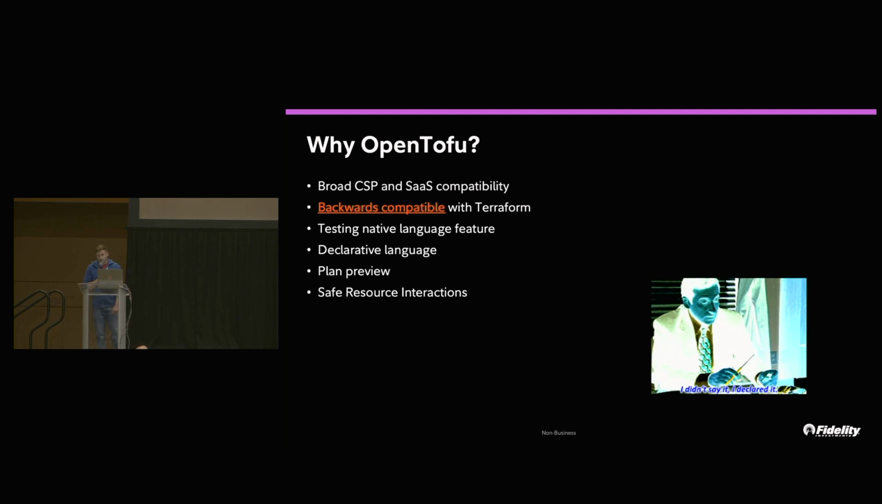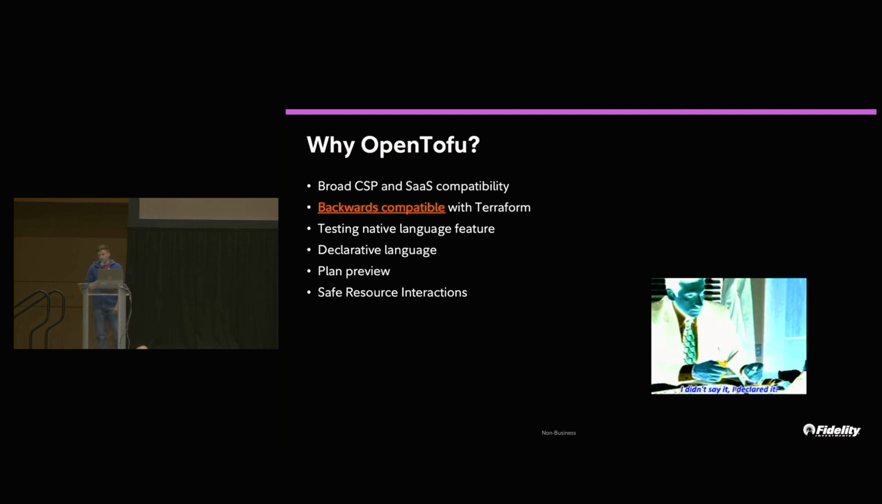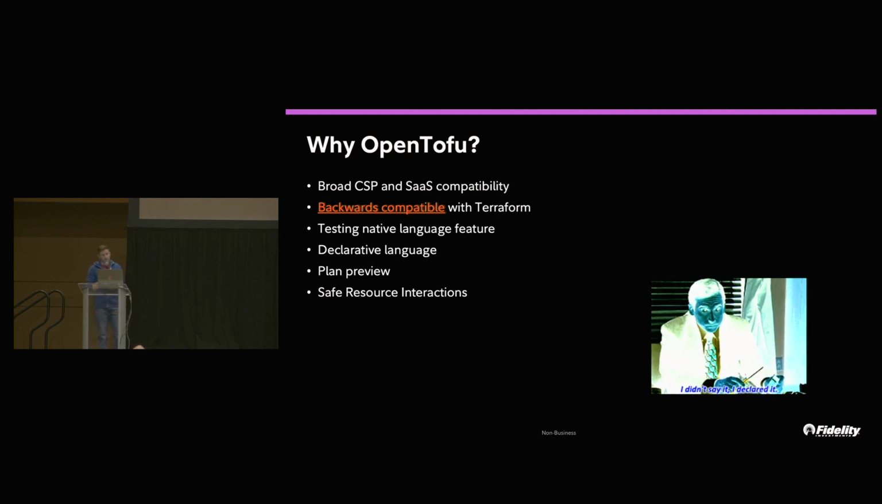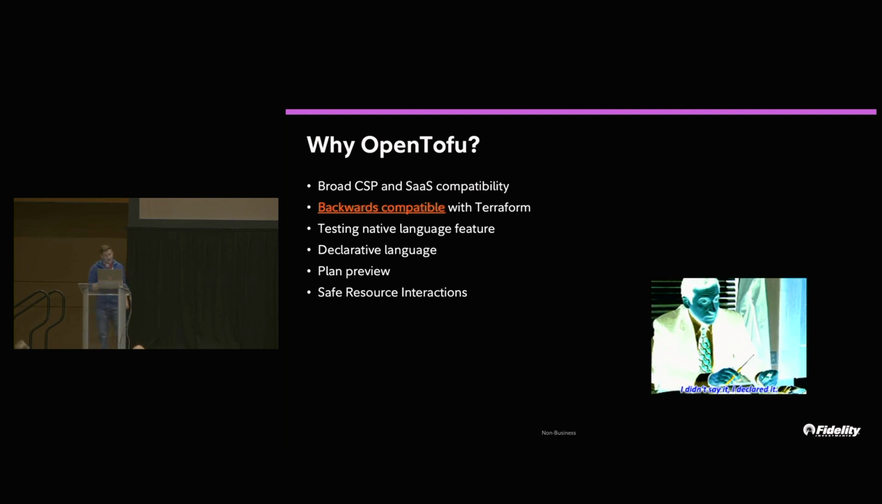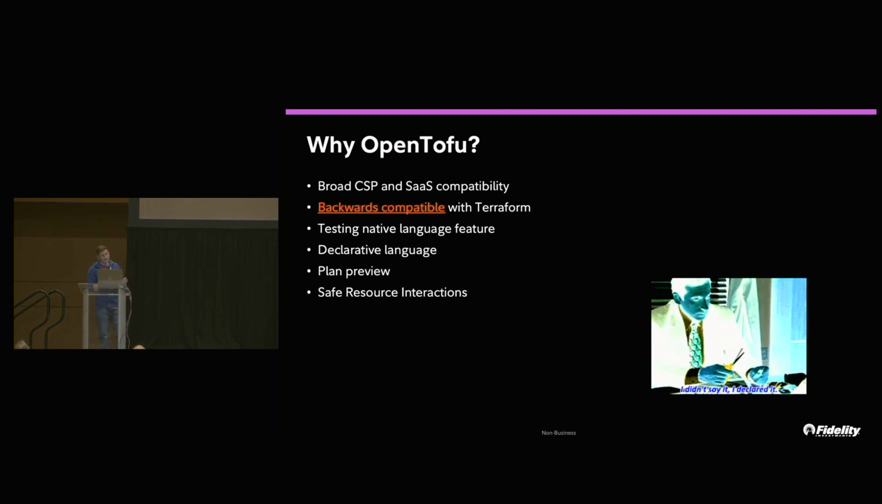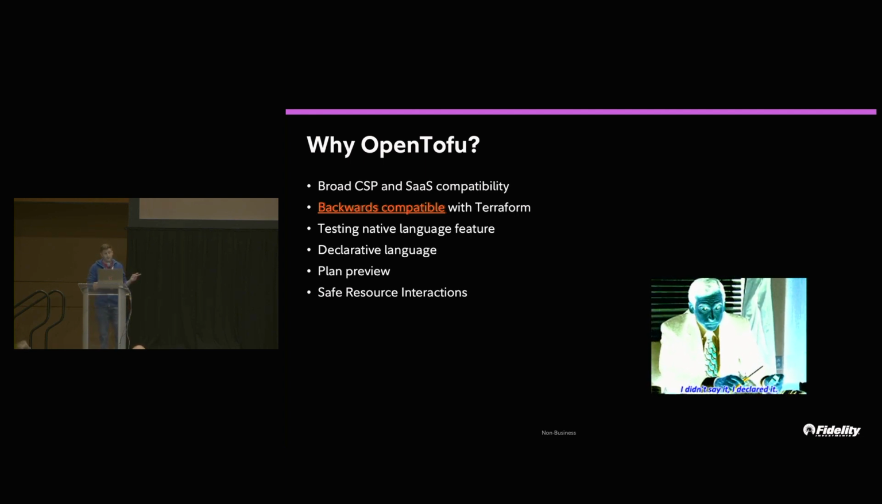So why would you want to use OpenTofu over other alternative IaC tools? Tofu works out of the box with numerous major and minor CSPs and hundreds of other SaaS providers. It's backwards compatible with Terraform. OpenTofu has made a commitment to continue to remain compatible with Terraform, at least for some time. That means you can reuse any of your existing Terraform source and knowledge on Tofu.